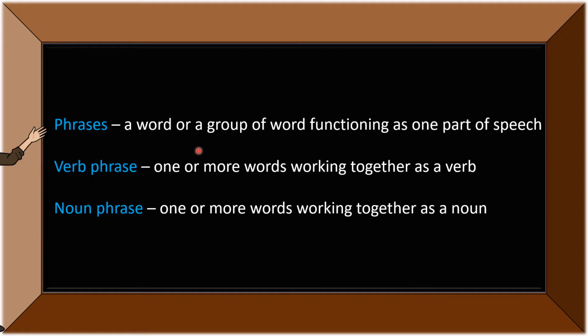Phrases: a word or a group of words functioning as one part of speech. Verb phrase: one or more words working together as a verb. There's the simple definition, when they're really looking at the main verb and the helping verb, and they consider that as the verb phrase, but we know that's not a complete definition of verb phrase. We need the complements, we need the modifiers as well.